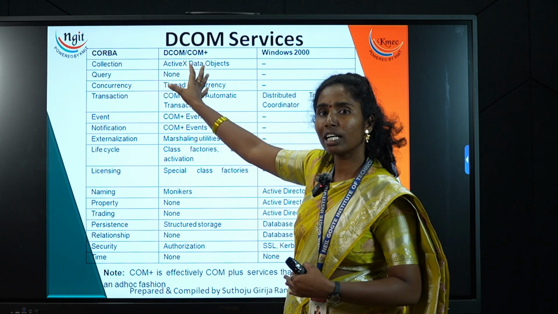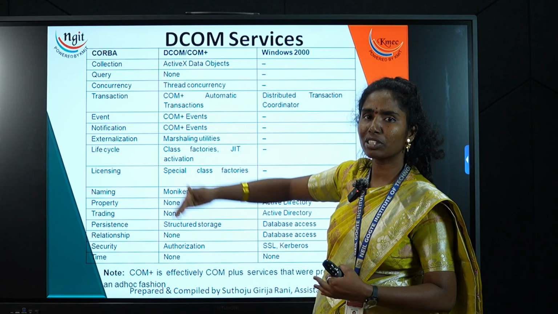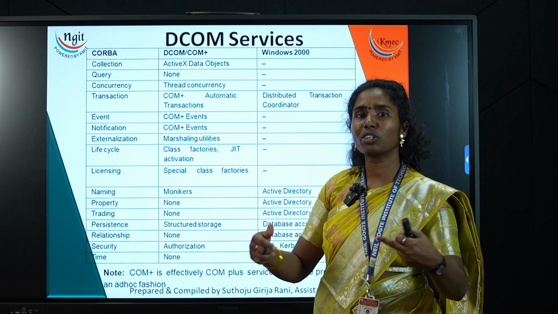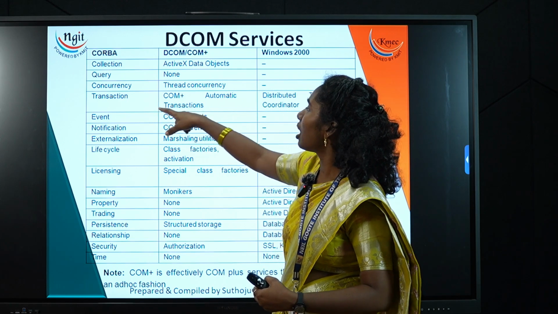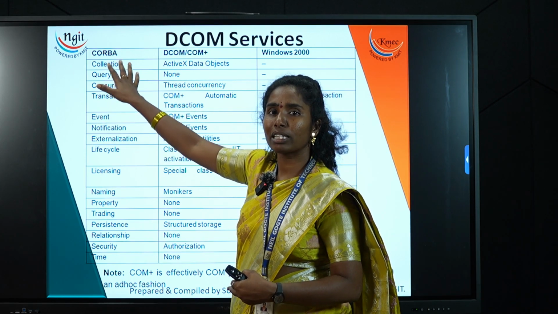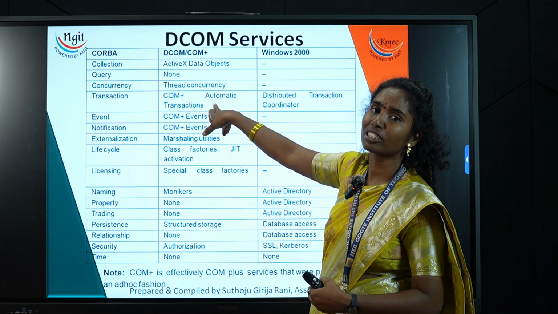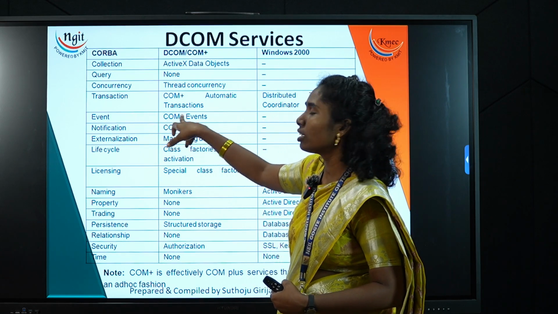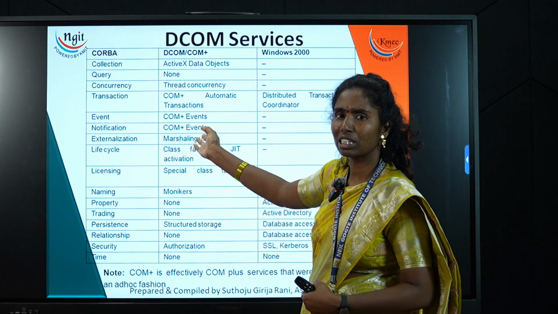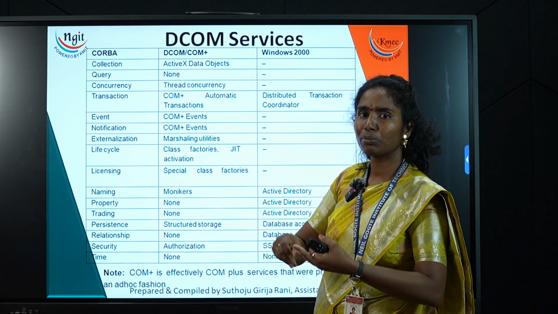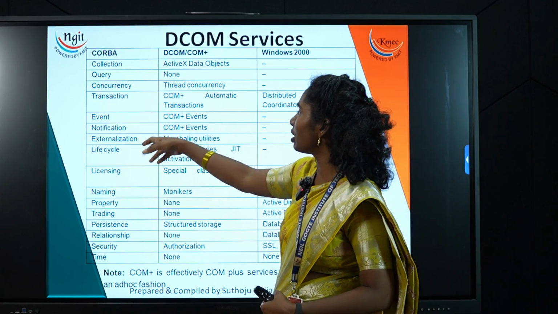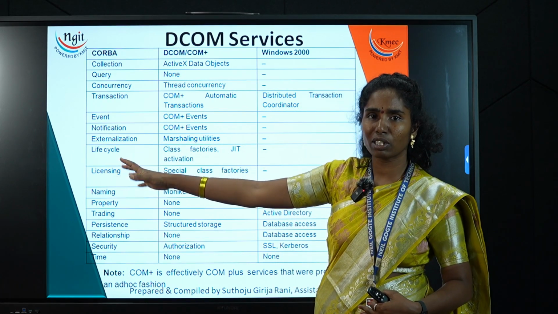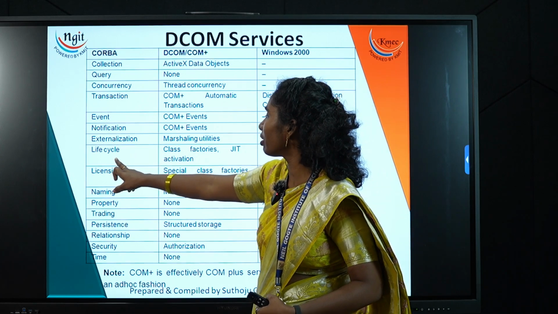Next, concurrency. Here the concurrency will be with the threads. A part of the threads will be available in every process, where every thread will be executed concurrently. Now, transactions are to be committed or recovered by this concept. Here, automatic transactions, depending on the situation at that moment, will take the actions. Now, events, complex events, notifications. Obviously, notifications are, if anything happens, we immediately have to notify. So that is what the event is. Now, externalization. Externalization is nothing but marshaling the utilities, whatever we have. Similar thing happens here.